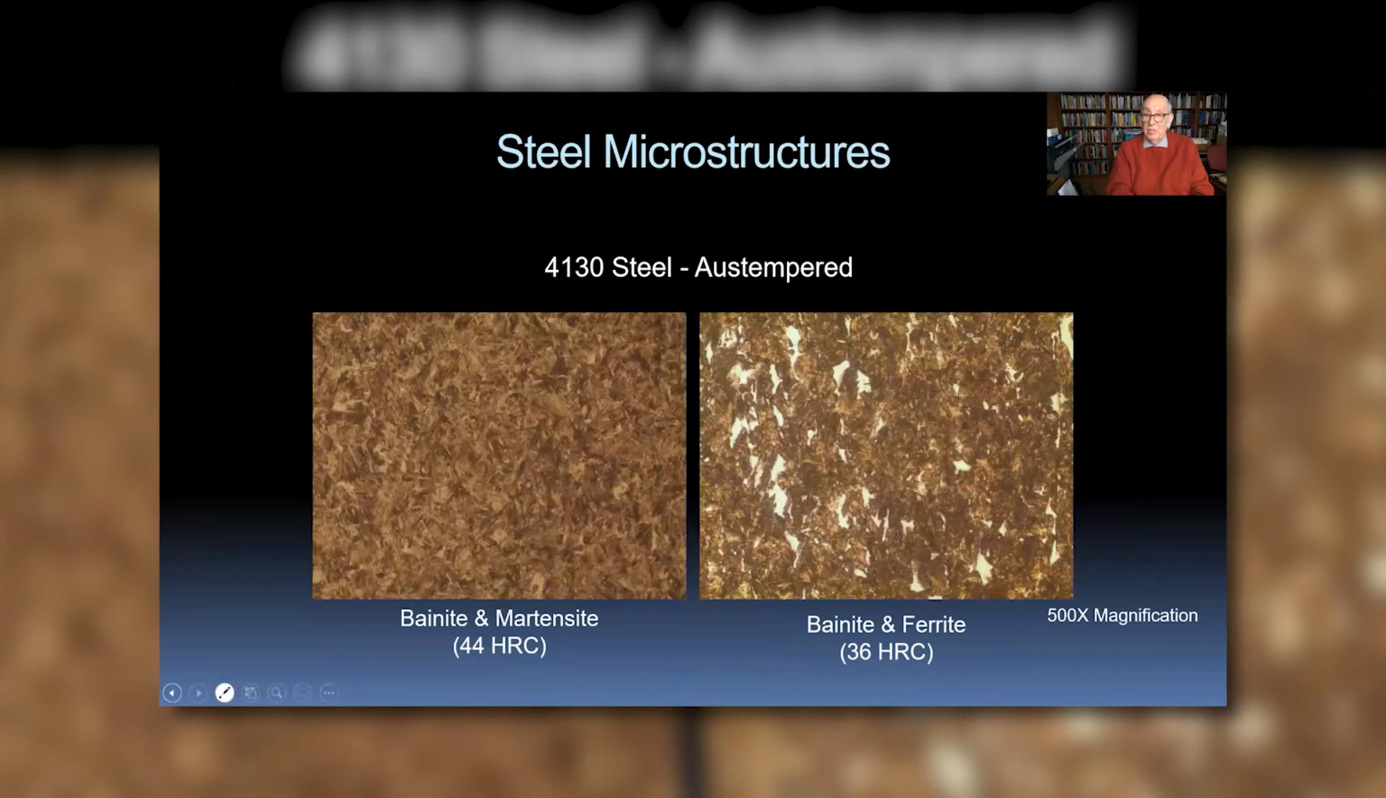And to complete the metallurgy aspect of it, you might say, hey, what type of microstructure am I actually seeing? The picture on the left is a primarily bainitic microstructure with some martensite, and its hardness is 44 Rockwell C. The microstructure on the right-hand side is a combination of bainite and ferrite. The ferrite in this microstructure shows up as white or very light in color. Exactly. And this hardness, because you have ferrite present, is about 36 HRC.